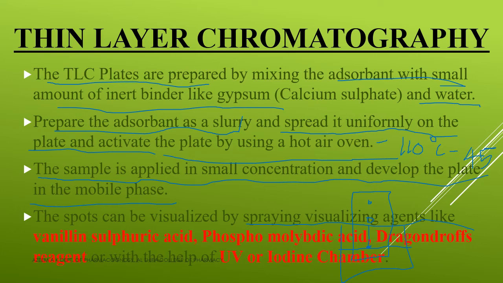Clear? So the spots can be visualized by spraying visualizing agents. What are they? Like vanillin sulfuric acid, phosphomolybdic acid, Dragendorff's reagent, etc. Based on this the spots can be visualized. Or they can also be visualized with the help of a UV chamber or iodine chamber, as in long UV and short UV, 365 and 254.